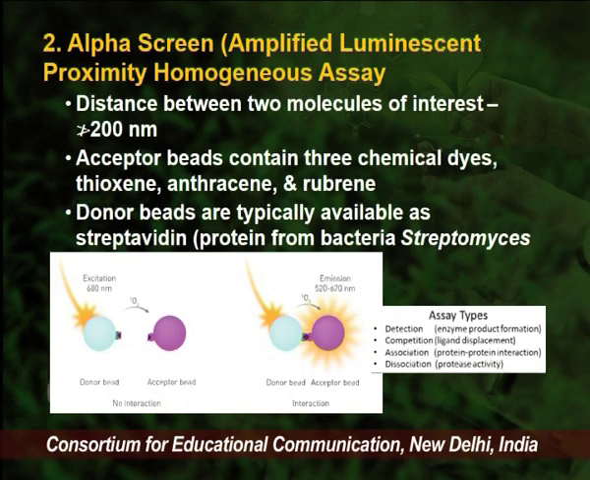The second one is the AlphaScreen, that is, amplified luminescence proximity homogeneous assay, and as you can see, for this assay the distance between the two molecules of interest should not be more than 200 nanometers. Now, what we do is we have two microbeads in this, one is the acceptor bead, the other one is the donor bead. Now, we take the drug molecule and we take the target protein molecule or the receptor molecule.